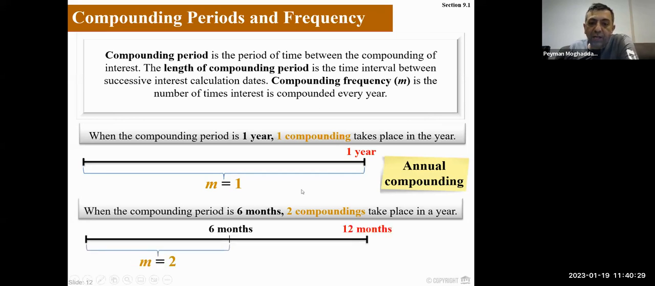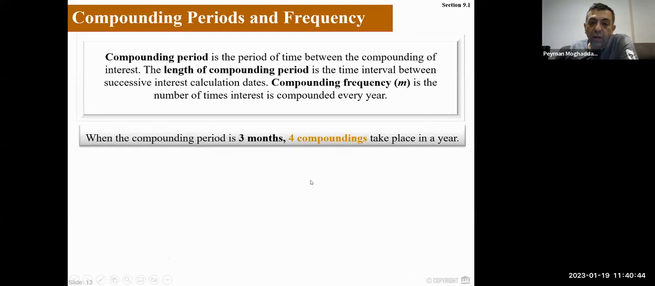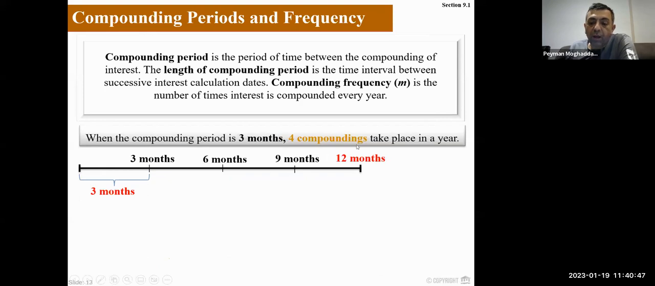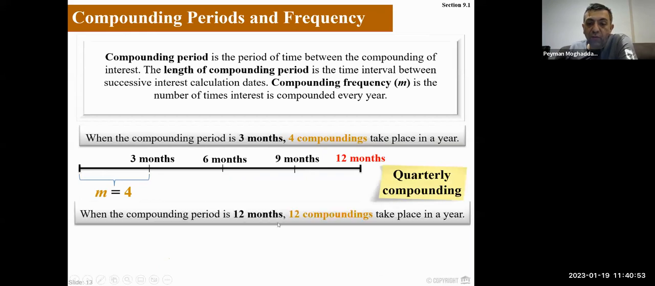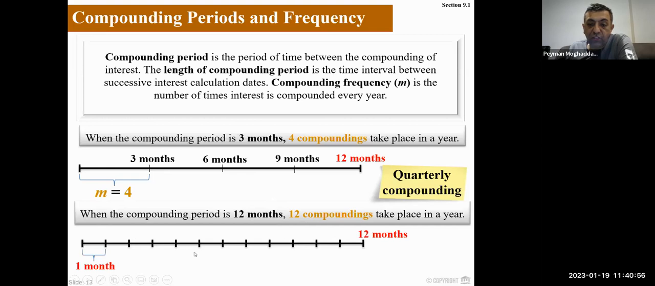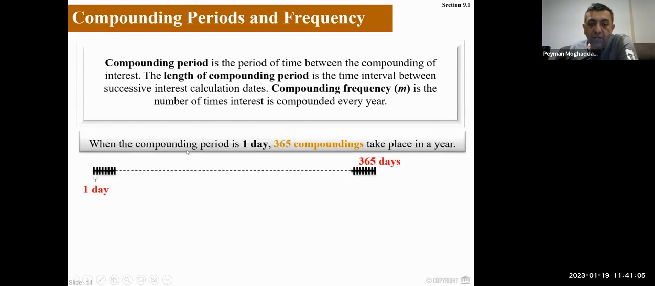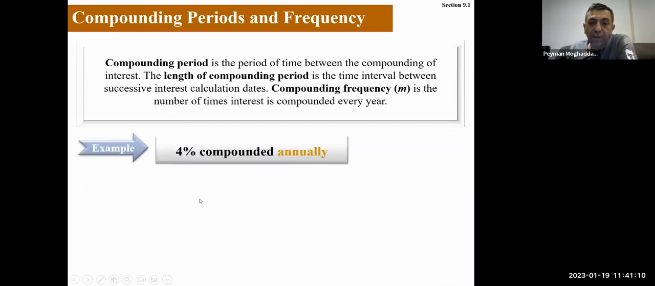For example, if you have a compounding period of 1 year, then the compounding frequency is going to be 1. If you have a compounding period of 6 months, or semi-annually, it's going to be 2. If it's 3 months, or quarterly, the compounding frequency is going to be 4. If the compounding period is 1 month, then the compounding frequency is going to be 12. And finally, if the compounding period is just 1 day, then the compounding frequency is going to be 365.